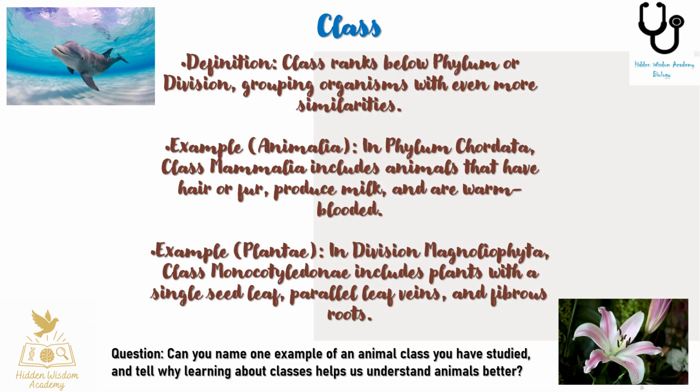Class is the next level after phylum or division, and it groups organisms with even more specific similarities. In the animal kingdom, the class Mammalia includes animals with hair or fur, the ability to produce milk for their young, and warm-blooded bodies, such as lions, dolphins, and humans. In the plant kingdom, within division Magnoliophyta, the class Monocotyledonae contains plants like wheat, grasses, and lilies that have a single seed leaf, parallel veins in their leaves, and fibrous root systems. This step makes classification even more precise.